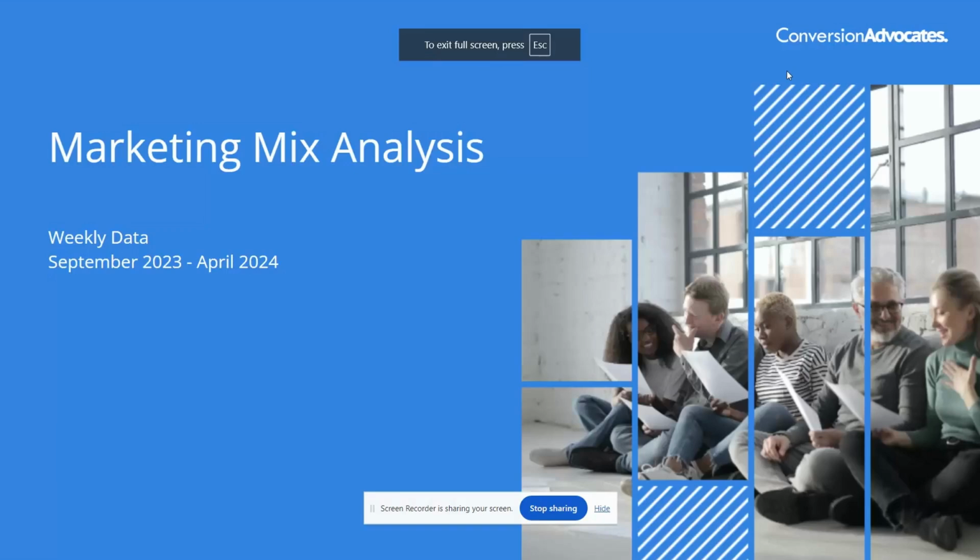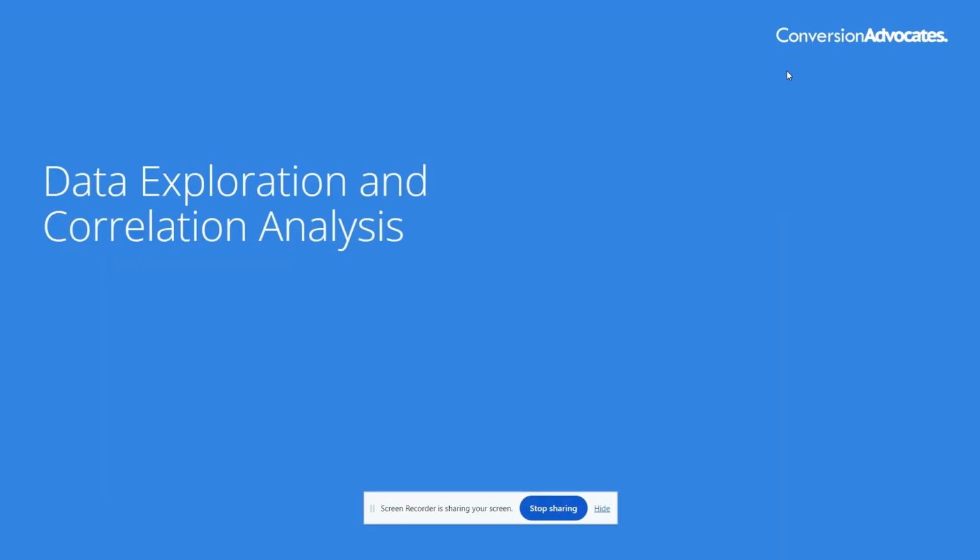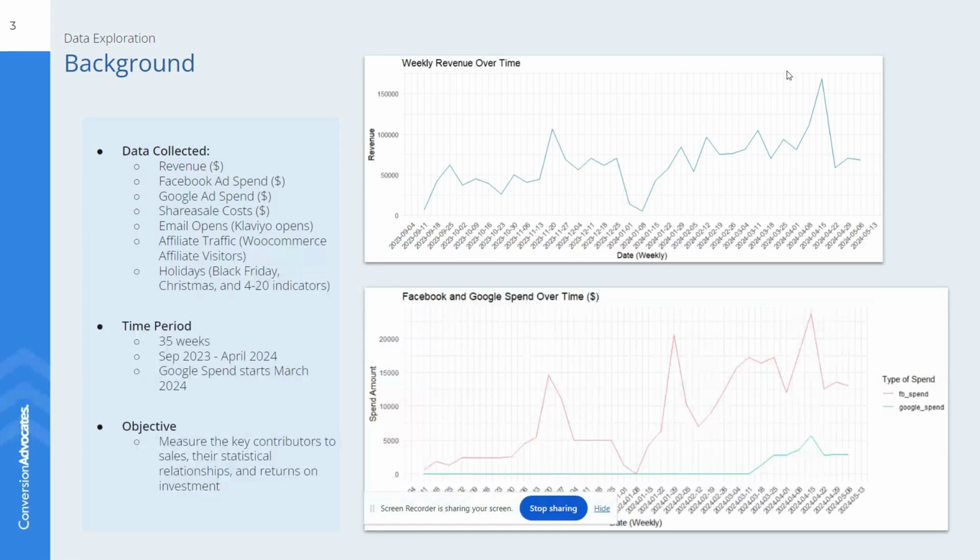This video is going to go over a marketing mix analysis report and model that was done for a client of ours. We took a look at data from September 2023 to April 24, extracted it from various marketing platforms, and then analyzed what's having the biggest impact on revenue, as well as how these variables are related to one another. So we're just going to start off by looking at some charts and some correlations.